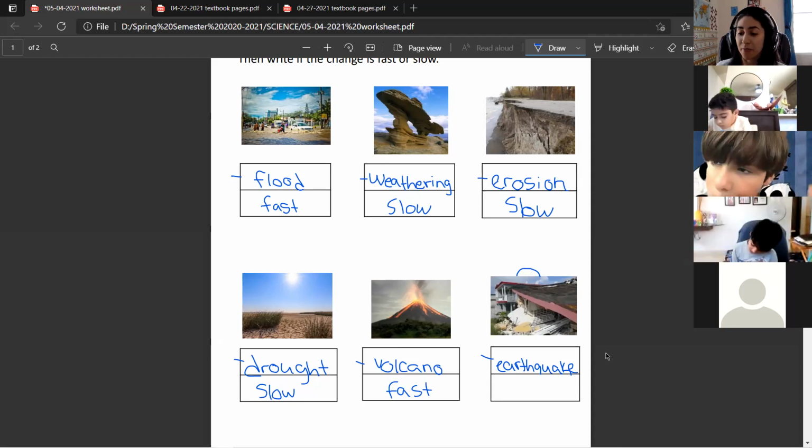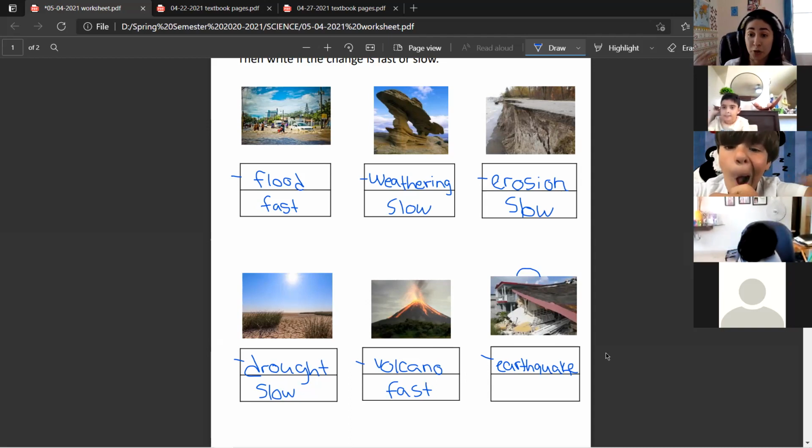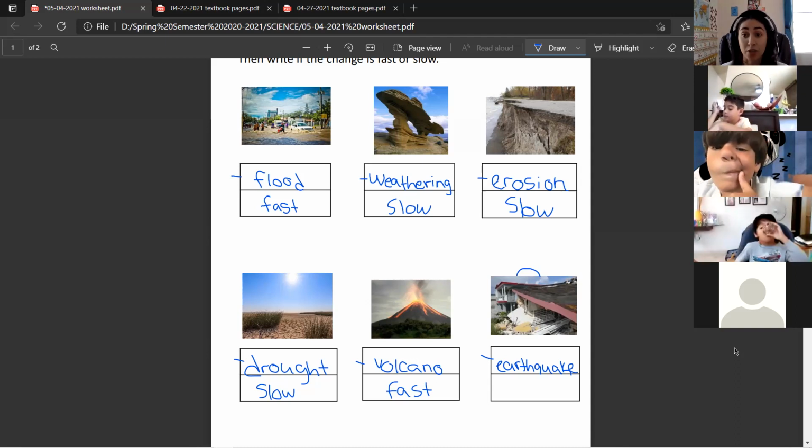Now, here's the thing. When a volcano erupts, it's extremely dangerous for everybody, because the lava can obviously burn you, and those gases are really going to contaminate the air. The eruption of a volcano can happen super fast. It doesn't give you any warnings. It just happens. But it can last for a couple of days, and the change is still fast.